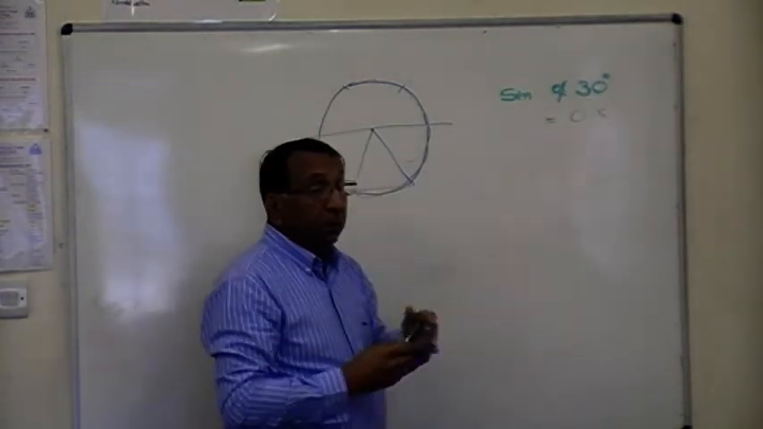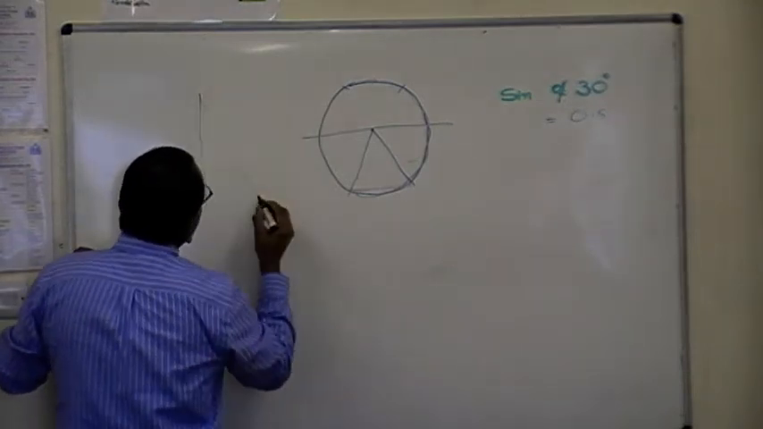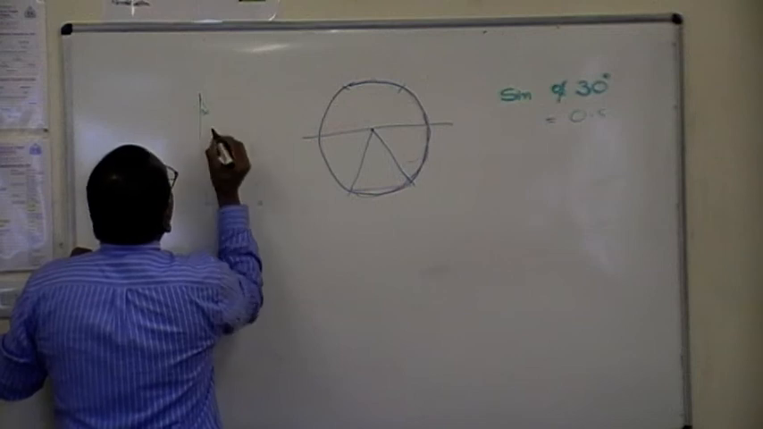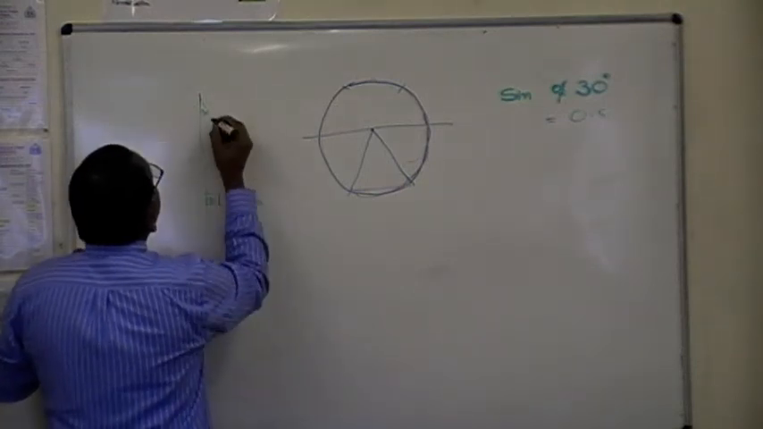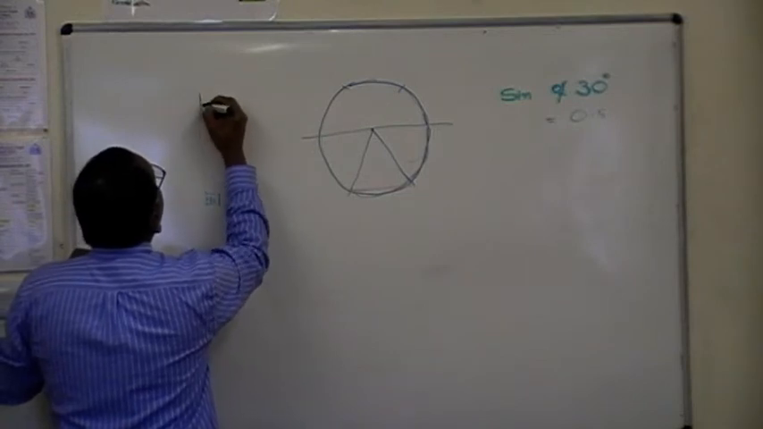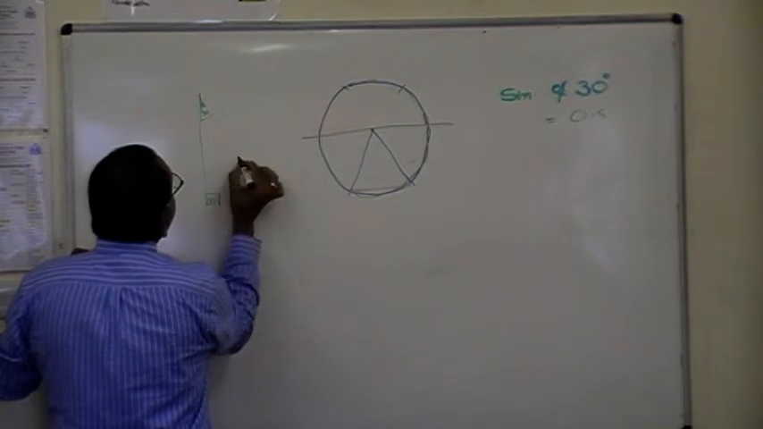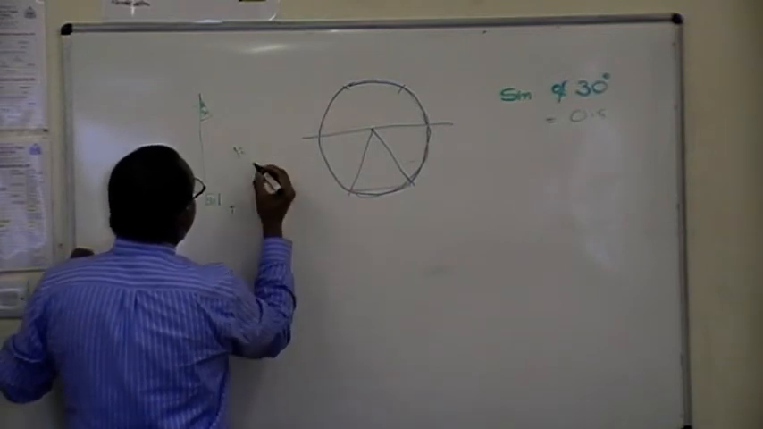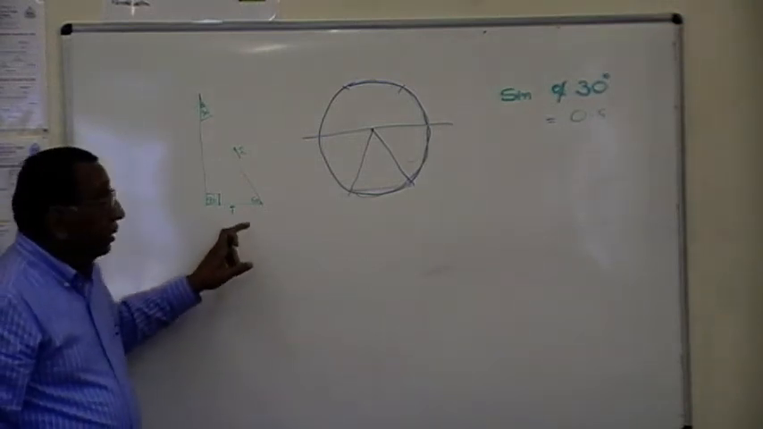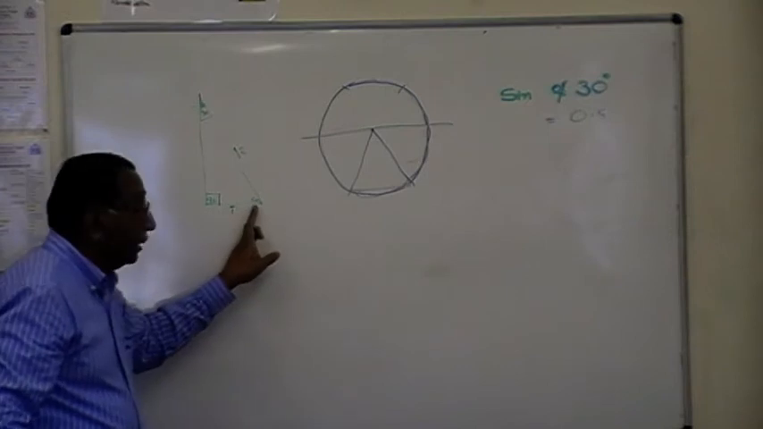What is sine? When you have a right angle triangle, this is 30, this is 60 and this is 90, right? Correct. So sine, this is A. Sine means opposite divided by hypotenuse. This is 1, this is 2. So the shadow of any object is about half the size.